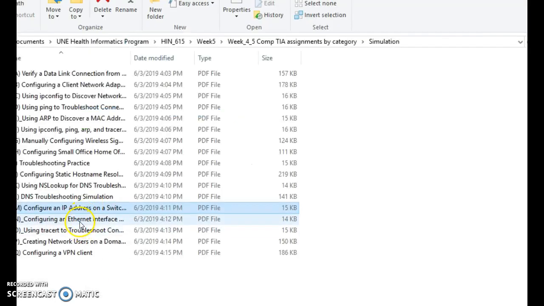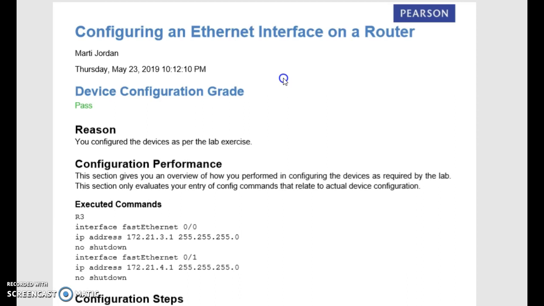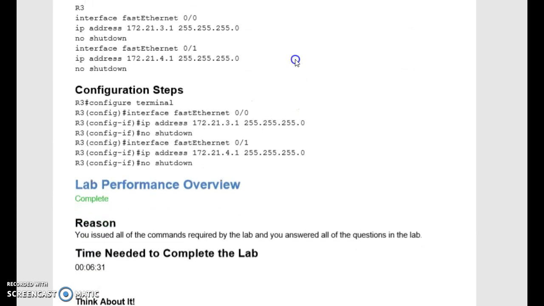Configuring an Ethernet interface on a router. I actually have worked with Ethernets in the past, so this one was relatively fun, and it didn't take me that long.